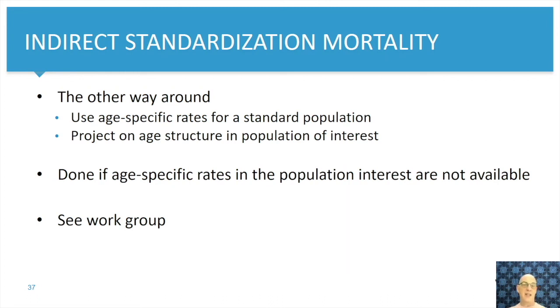Indirect standardization is actually the other way around. We have a standard population of which we know the age-specific rates for dying, and those rates of the standard population we then project on population 1 and population 2, which most likely have a different age structure. And we very often do that when the age-specific rates in the populations that we want to compare are not available. I will explain the indirect standardization in another video.